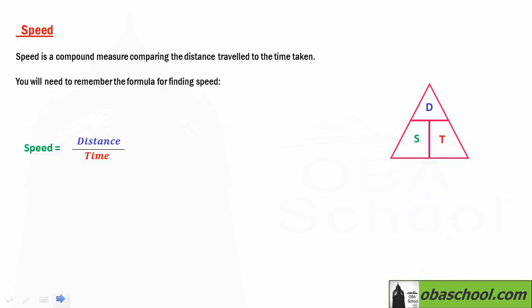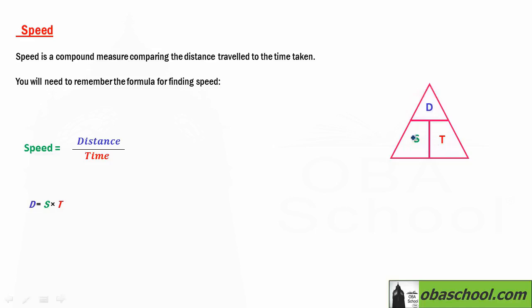This is the formula triangle of distance, speed, and time, through which we can come up with the formulae of distance, speed, and time. Distance on top is equal to the product of the bottom terms. So distance is speed multiplied by time, since speed and time are the bottom terms of the formula triangle.